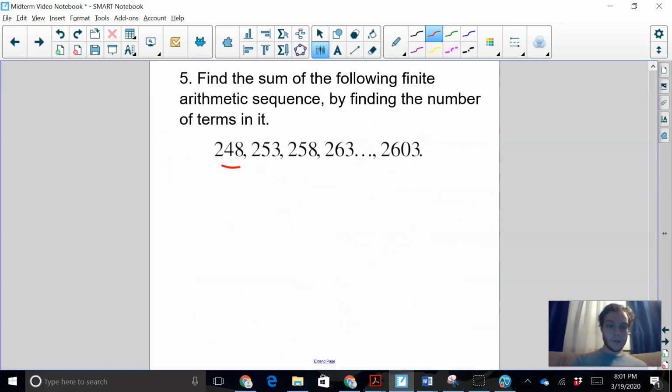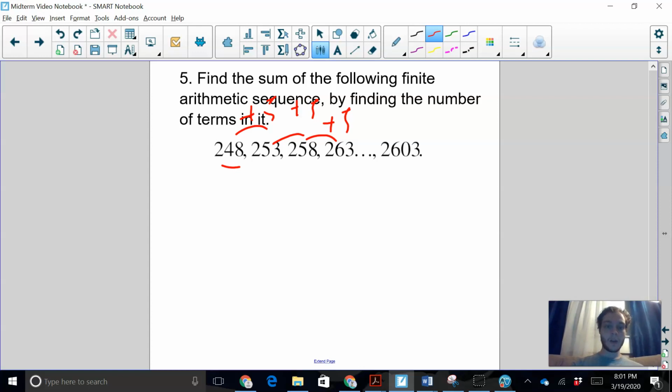Well, from 248 to 253, we need to add 5. From 253 to 258, you add 5. From 258 to 263, guess what? Add 5. And that is our common difference. So even if I didn't tell you this is arithmetic, you should be able to tell me that it's linear by a common first difference.